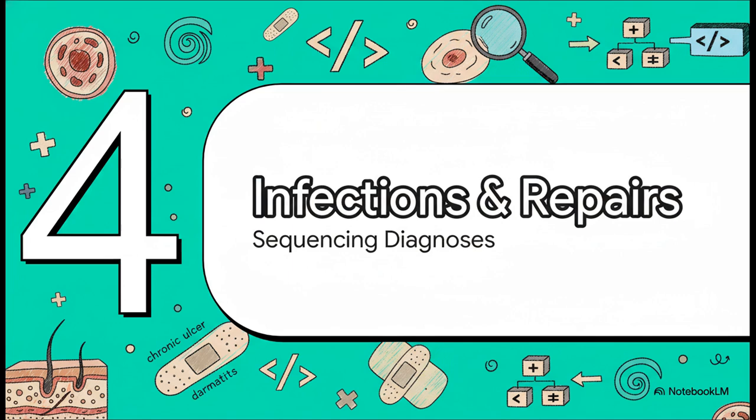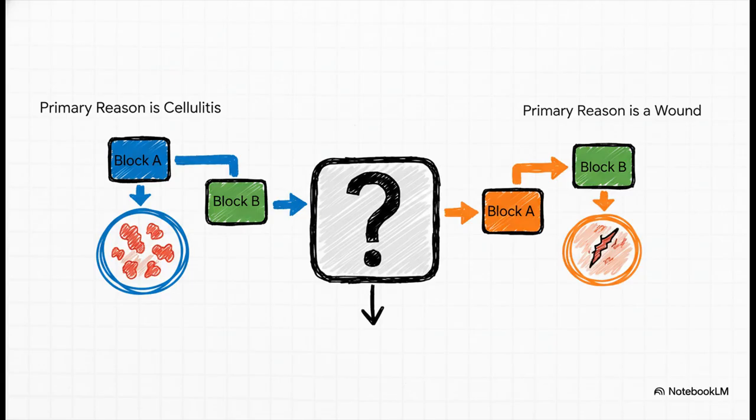Okay, let's switch gears and tackle infections like cellulitis and the actual procedures used to fix all these skin problems. And by now, you can probably guess the theme here. The order you put the codes in, the sequencing, is absolutely everything. It all comes back to this principle of sequencing. The number 1 rule is that the first code has to tell you the main reason the patient is even there.